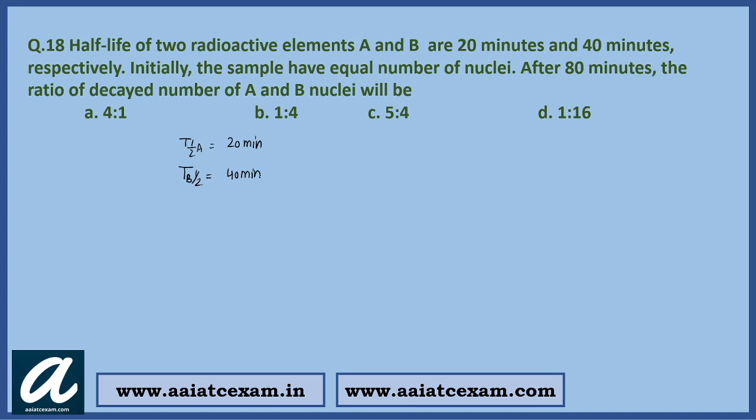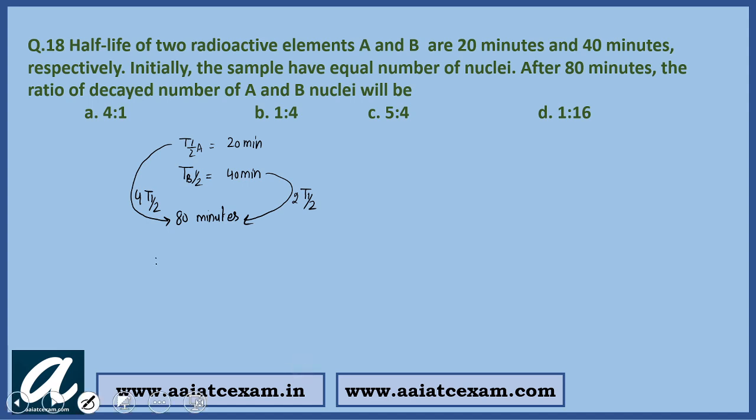Initially, the sample has an equal number of nuclei. After 80 minutes, the ratio of decayed numbers of A and B nuclei will be, students, I have 80 minutes. I have to check in 80 minutes. Can you see one thing? For the first element, there will be 4 half-lives. On the other hand, for this, there will be 2 half-lives when you reach 80 minutes.